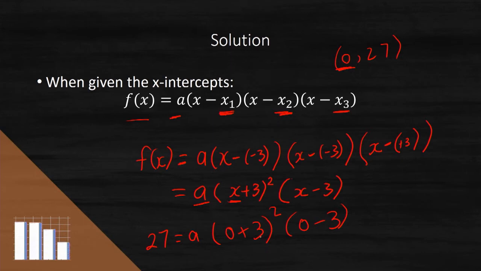And I end up with 3 squared, which is 9. 9 times negative 3 is negative 27. What happens to the 0? Well, 0 minus 3 is just going to give me minus 3. So we end up with minus 27a is equal to 27.